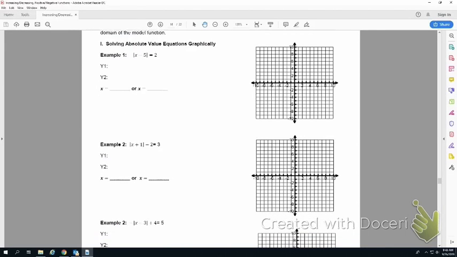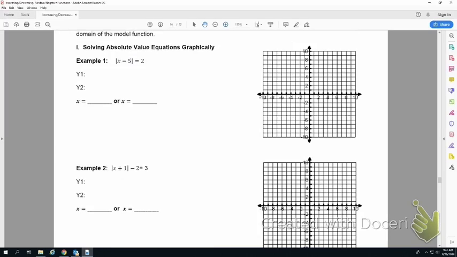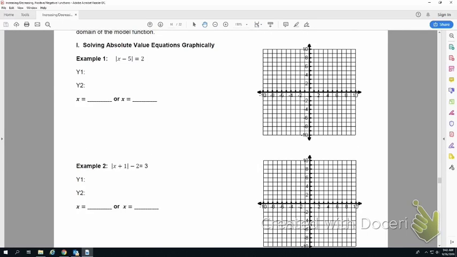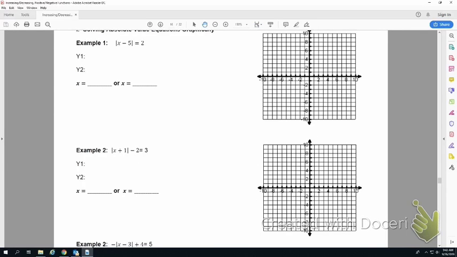The first thing that you're going to want to do is get the absolute value by itself. If you look at the first one, it is already by itself, so we're not going to have to do anything. But if you look at example 2, you've got the minus 2 after the absolute value. We'll have to move that before we graph it. So, if it's already by itself, the first thing I'm going to graph is the absolute value of x minus 5. The second thing I'm going to graph is just y equals 2.